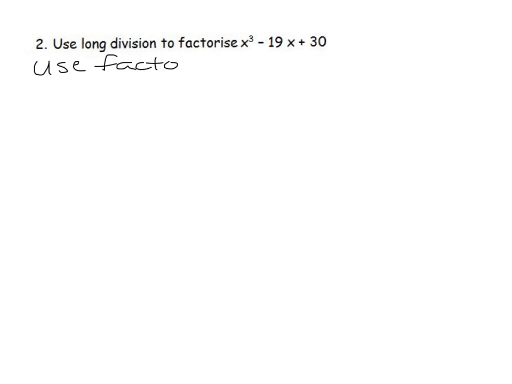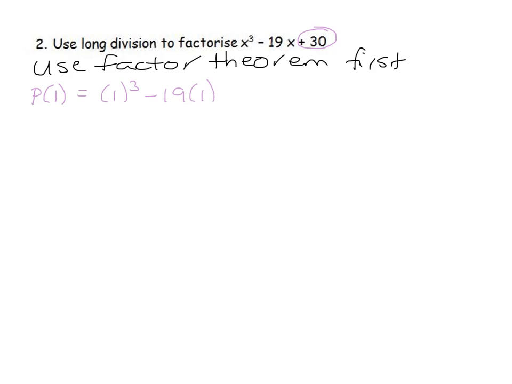So if we want to factorise using long division, we need to use the factor theorem first. So what we're looking at is values that go into, or numbers that go into, positive 30. So I'm going to see if 1 does. So we'd have 1 cubed minus 19 times 1 plus 30. And that equals 12. So we can automatically eliminate x minus 1 as a factor.